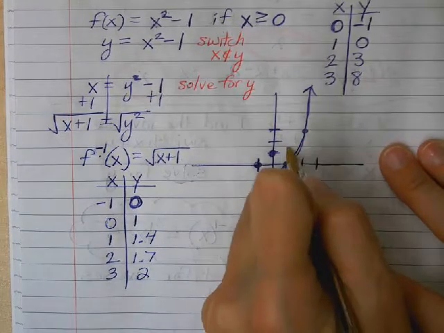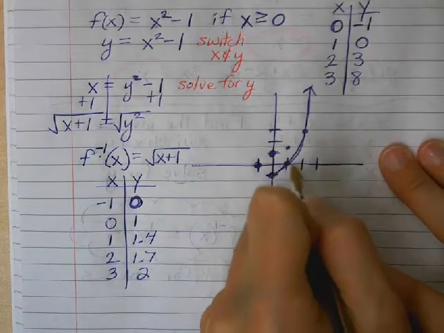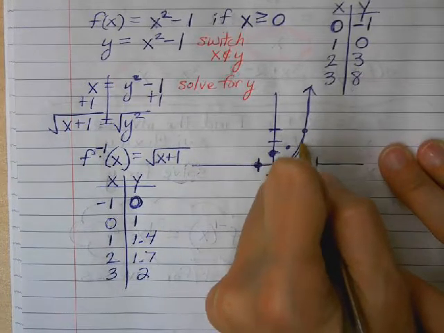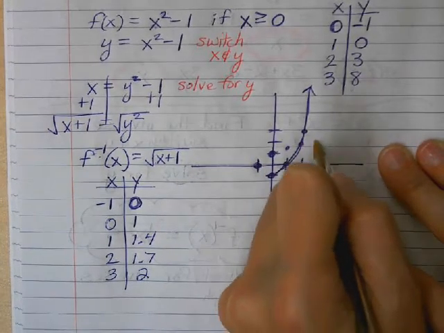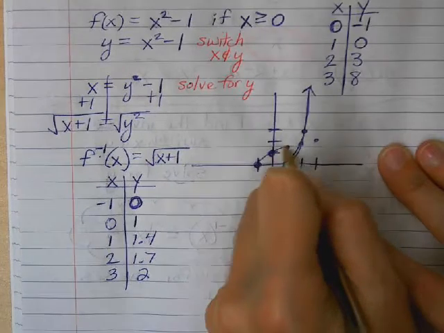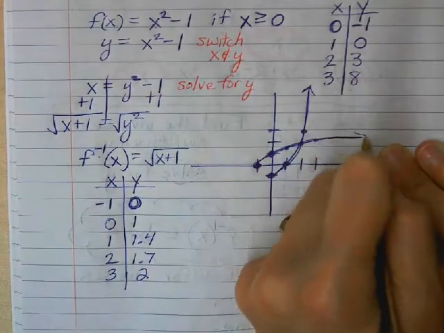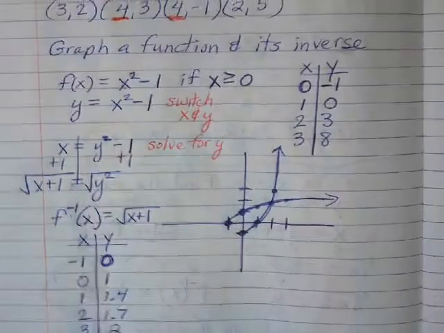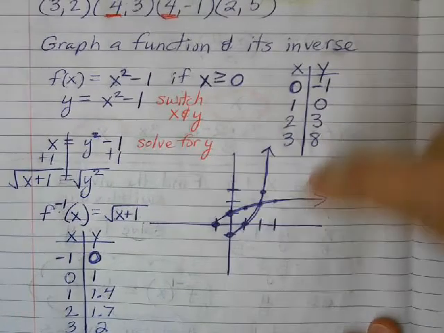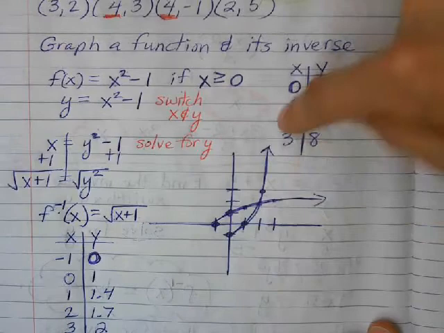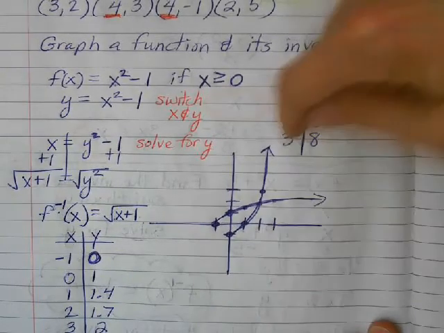1 is 1.4. 2 is 1.7. 3 is 2. Look what happens. Look at the inverse and the original. I want you to see how inverses work. Look what happened when I graphed it. You see how they kind of go opposite ways?